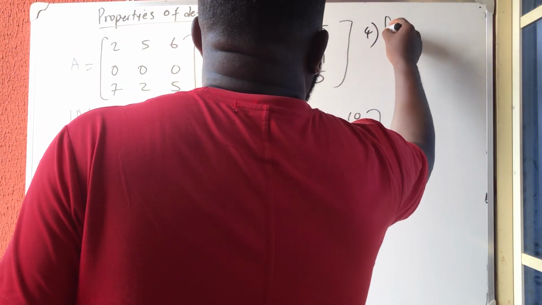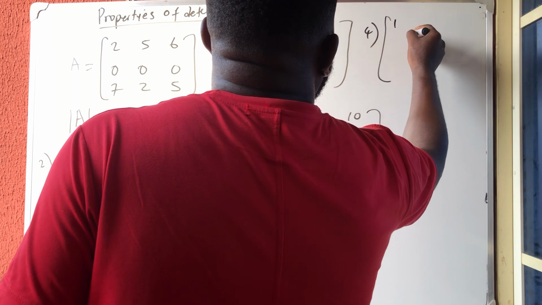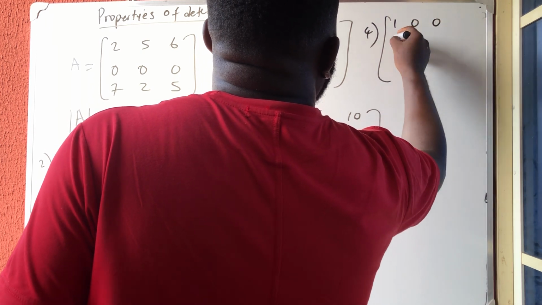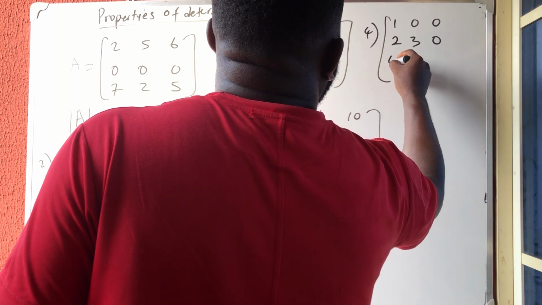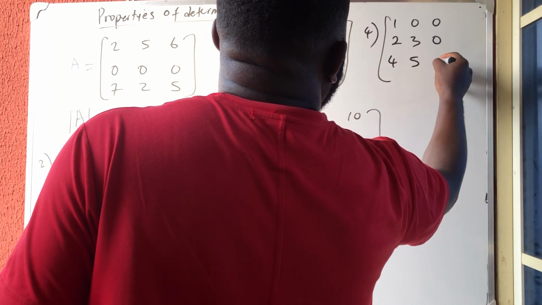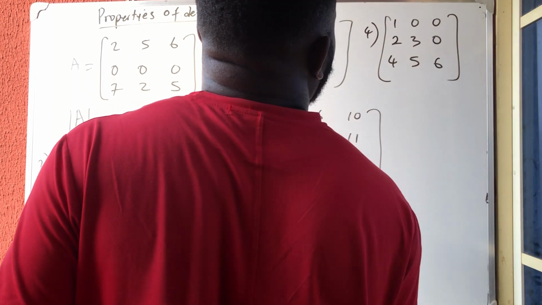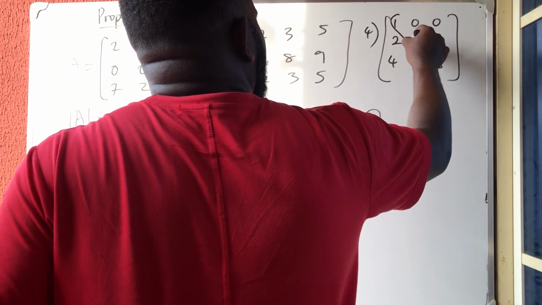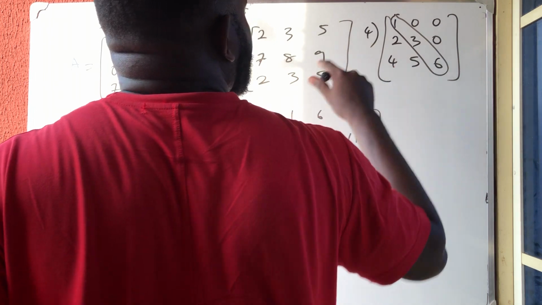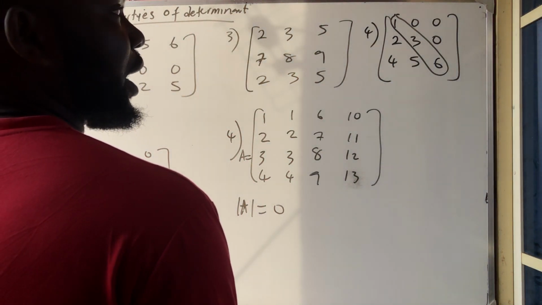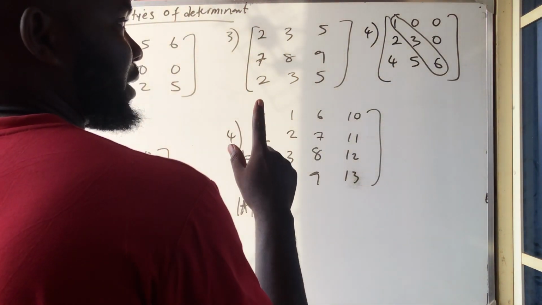What do I mean by that? Look at this. I have 1, 0, 0, 2, 3, 0, 4, 5, 6. If you look at this, whenever the upper triangular part is 0, this matrix is called what? A lower triangular matrix. I hope you know. This is a lower triangular matrix.